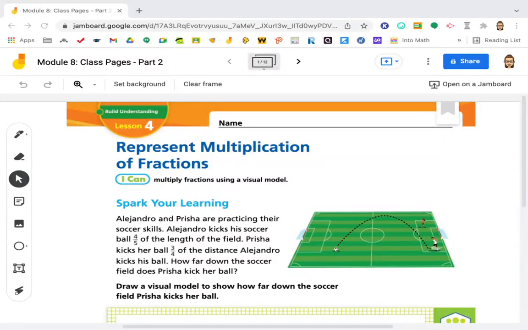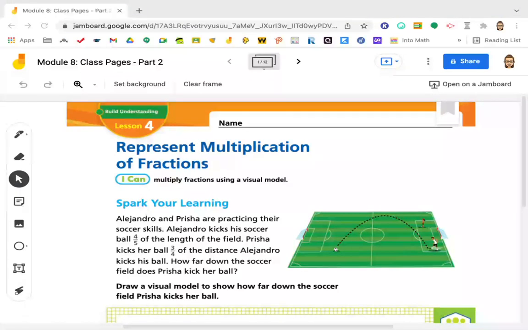So if we start with number 1, it says Alejandro and Prisha are practicing their soccer skills. Alejandro kicks his soccer ball 4/5 of the length of the field. Prisha kicks her ball 3/4 of the distance. How far down the soccer field does Prisha kick her ball? Draw a visual model to show how far down the soccer field Prisha kicks her ball.